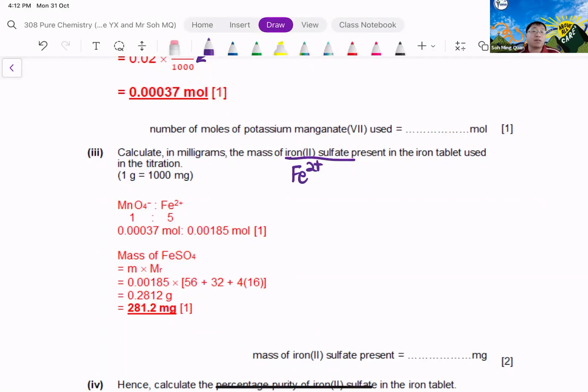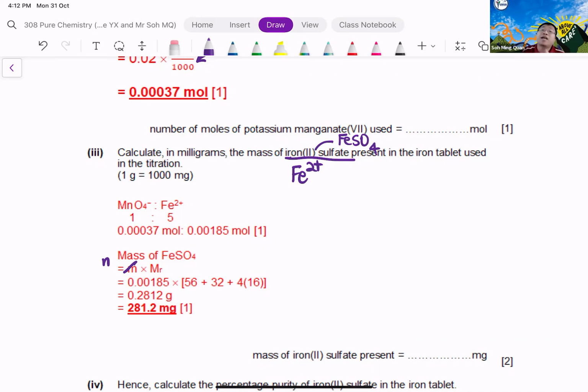Now they want the mass of iron 2 sulfate. What is iron 2 sulfate? FeSO4. So you must take the number of moles times the MR. Okay, so it's n times MR, not M. N times MR, which gives you the answer 281.2 milligrams.